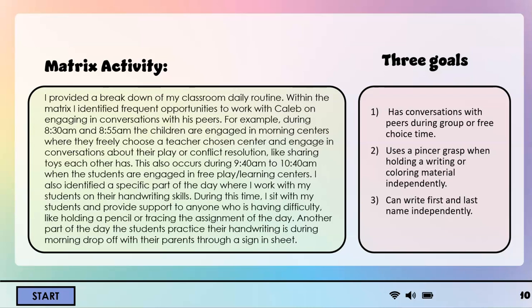I also identify a specific part of the day where I work with my students on their handwriting skills. During this time, I sit with my students and provide support to anyone who is having difficulty, like holding a pencil or tracing the assignment of the day. Another part of the day the students practice their handwriting is during morning drop-off with their parents, through a sign-in sheet. The three goals that I have established during this activity are: has conversations with peers during group or free choice time, uses a pencil grasp when holding a writing or coloring material independently, and can write first and last name independently.